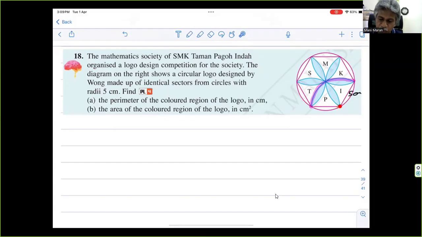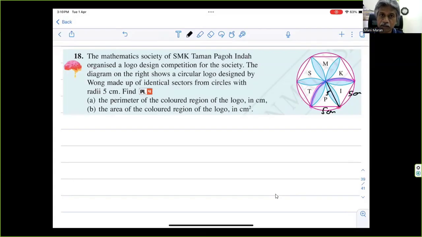So the center is this point here. So this becomes the center point. So this will be 5 cm. Then if you draw a straight line from here to the edge here, this will also be 5 cm. From here to here will be 5 cm.